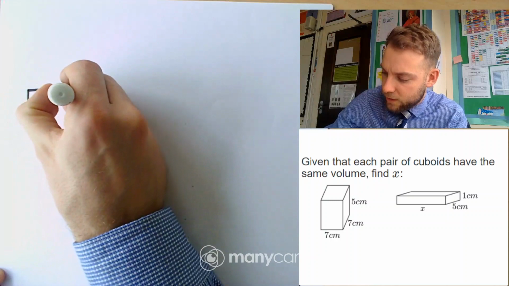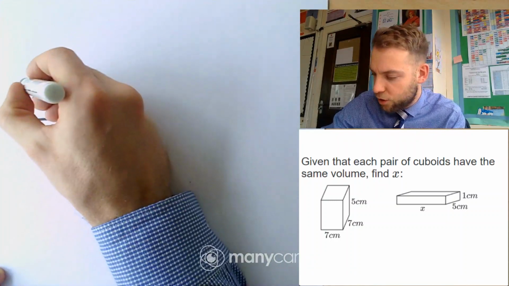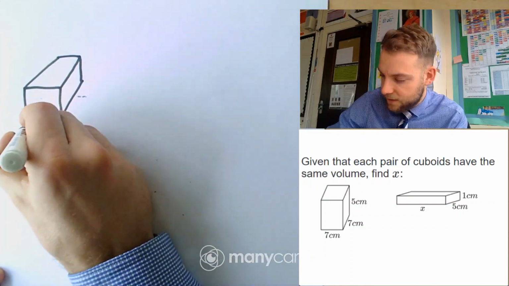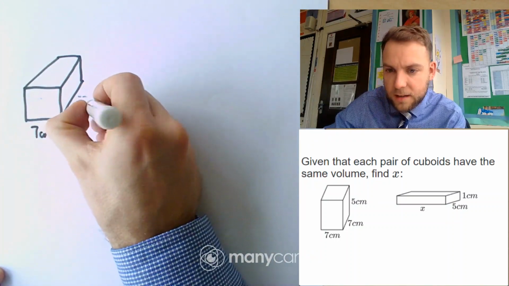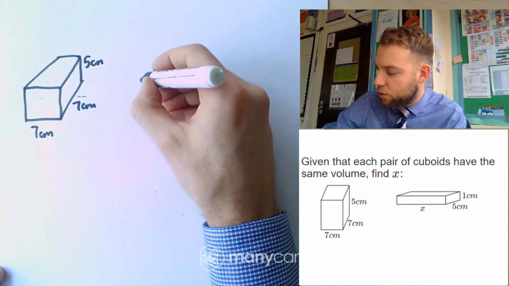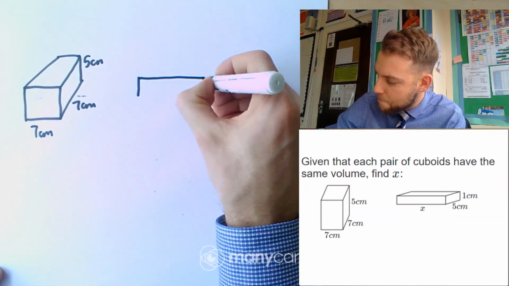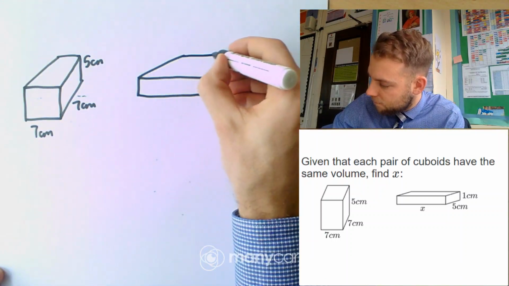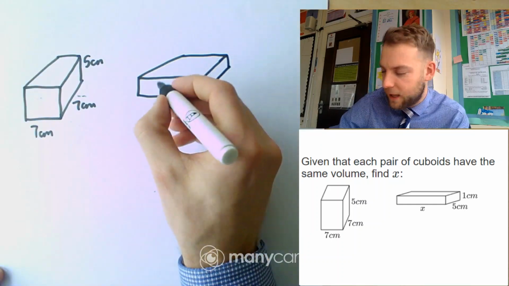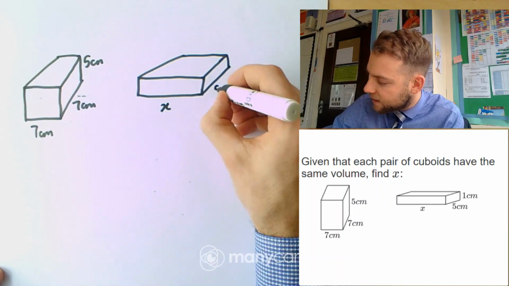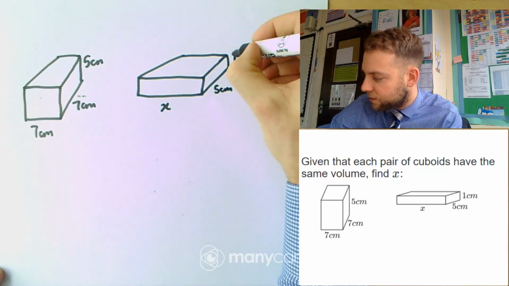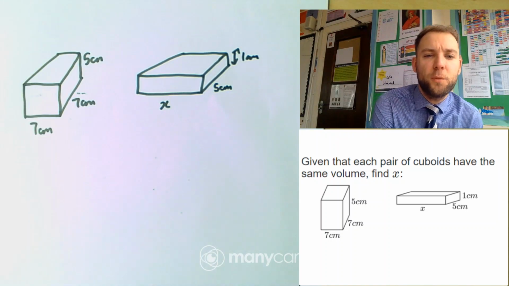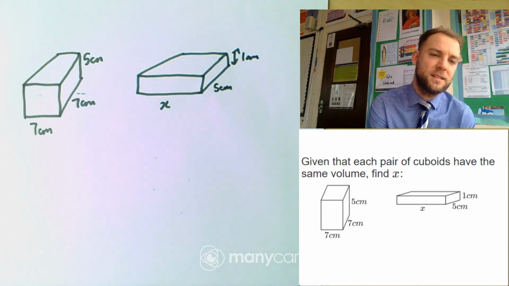we've got two cuboids here. One cuboid here like this, with 7 centimetres, 7 centimetres, and a height of 5. We've got another longer cuboid, and this one here is x, 5 centimetres, and the height on this one is really small, it's 1 centimetre. And it says, given that each pair of cuboids have the same volume, find x.